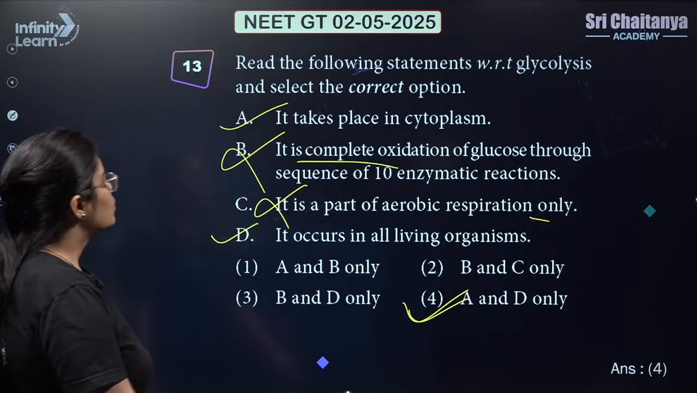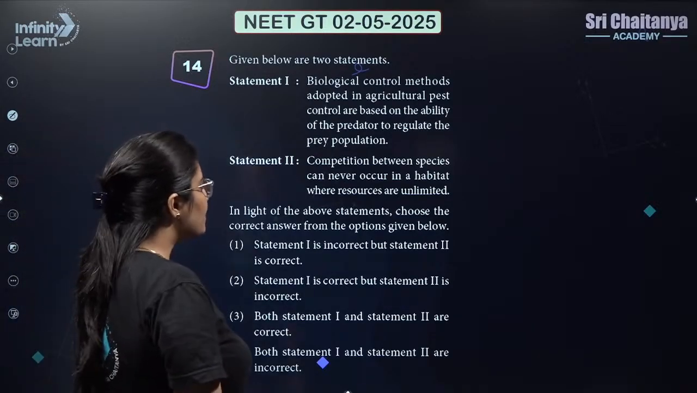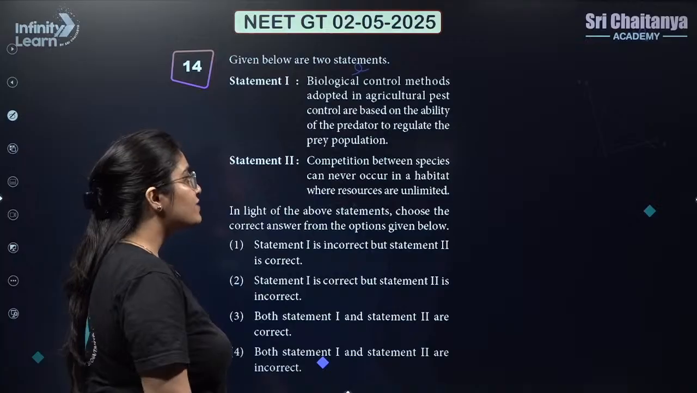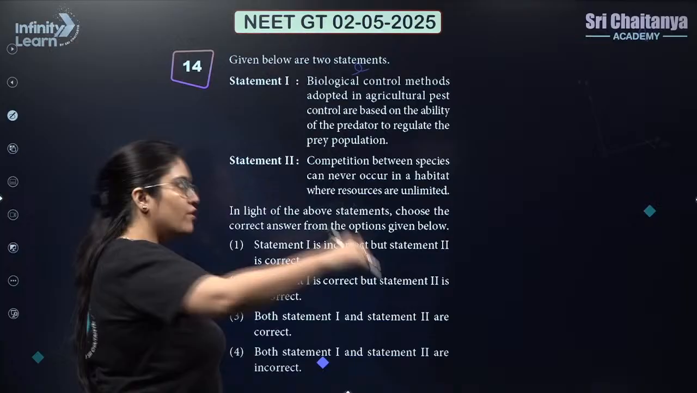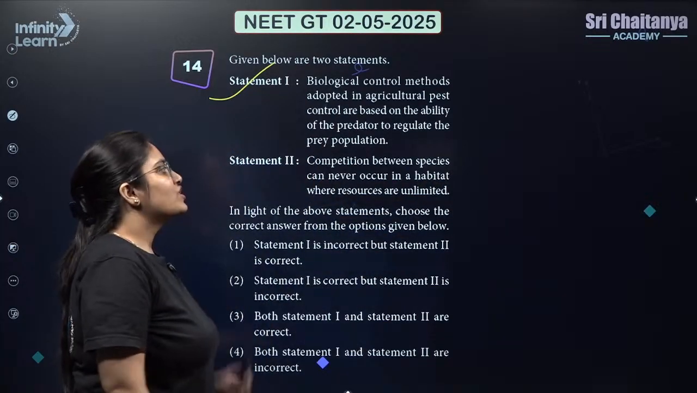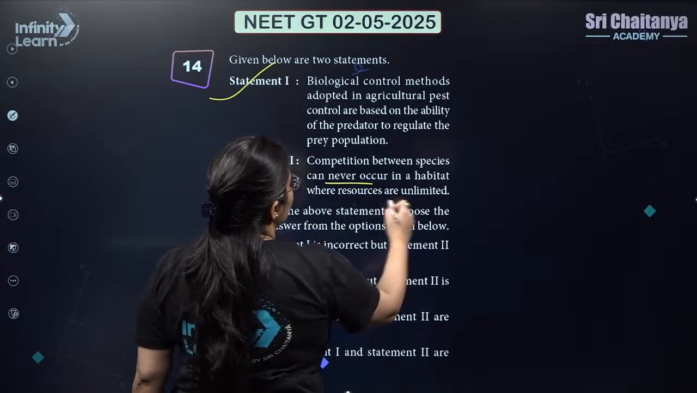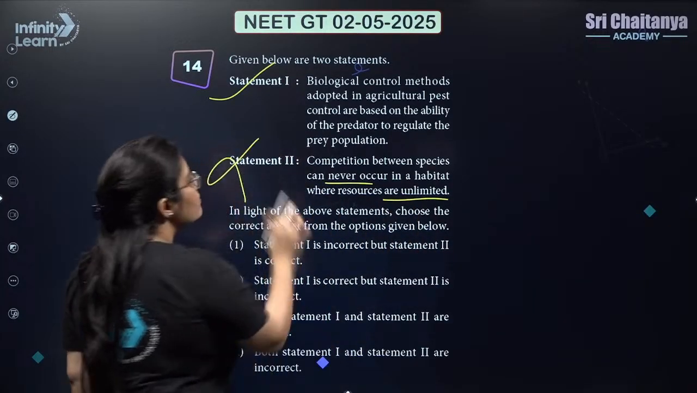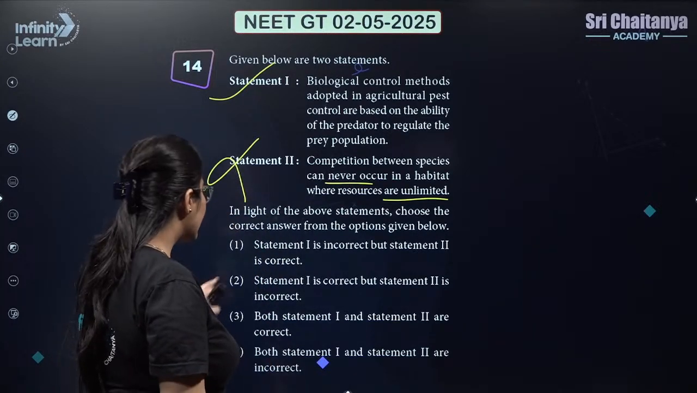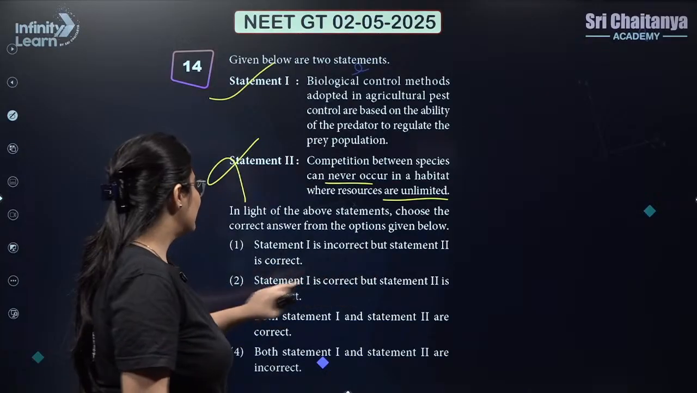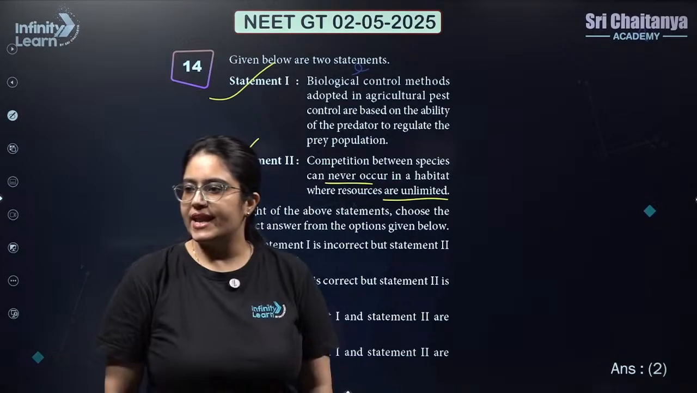Very good. Next question. Biological control methods adopted in agricultural pest control are based on the ability of the predator to regulate the prey population. Absolutely correct from NCERT. Competition between species can never occur in a habitat where resources are unlimited. This is wrong. Even when the resources are abundant, competition can occur. So statement 1 is correct, but statement 2 is incorrect. So your correct answer is 2, guys. Next.